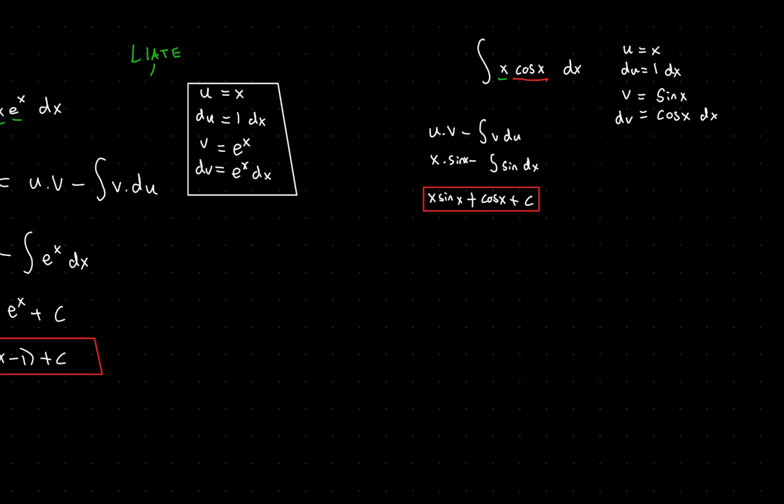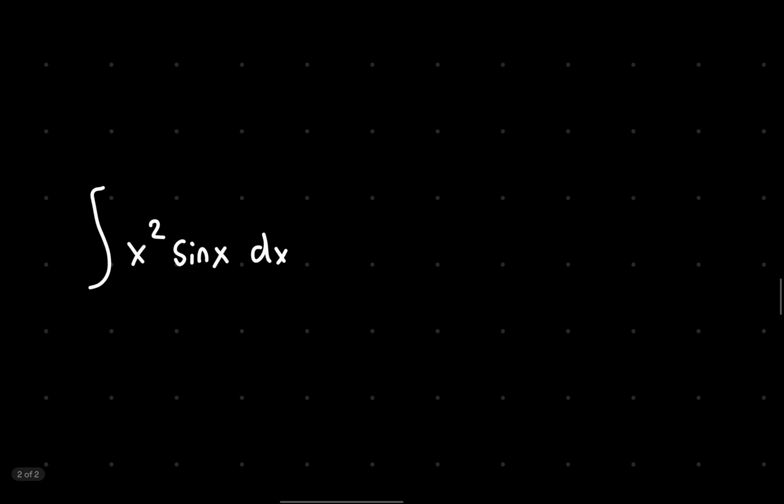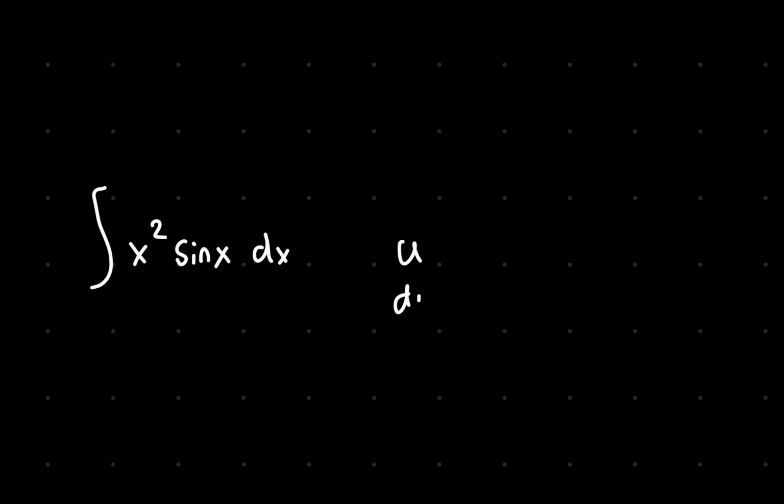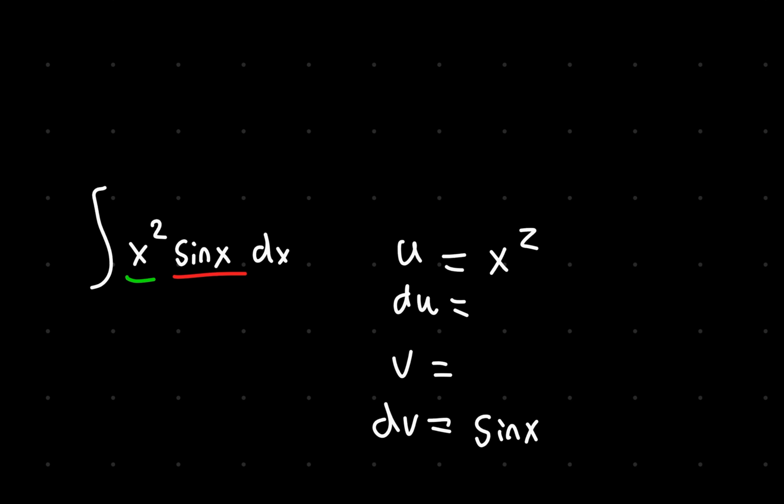Okay. Let's try something a bit more complicated. Okay. Here we go. Let's do the integral of x squared sin x dx. Straight away, what are we doing? U, du, v, dv. And we're thinking, what is it? We have an algebraic, we have a trig, just like we just did. So, here we go. X squared and sin x. Okay, dx.